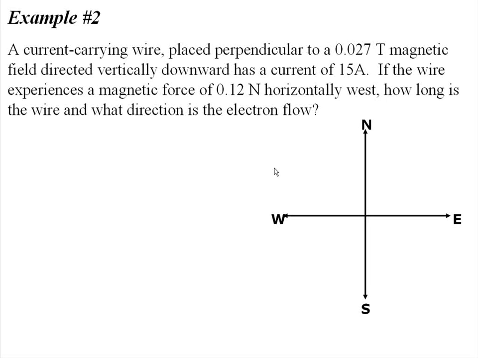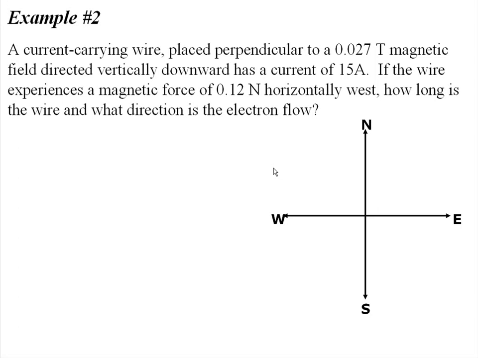Another second example that's quite similar to the first, just looking for something different in this case, and again practicing our directions. A current-carrying conductor placed perpendicular to a 0.27 Tesla magnetic field directed vertically downward has a current of 15 amps. If the wire experiences a magnetic force of 0.12 newtons west, how long is the wire, and what is the direction of the electron flow?